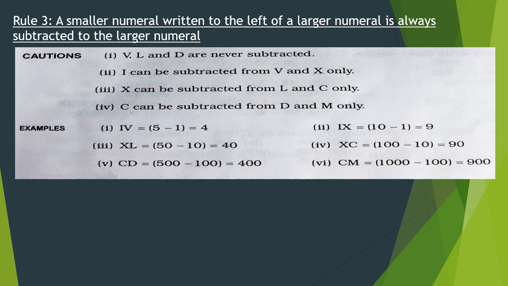Like in the examples, we can see I is written before V, so we will subtract 5 minus 1, which is 4. Now in the next example, XL, that is X is written before L, so we will subtract 50 minus 10, which is equals to 40. That is XL means 40. Similarly, we have CD. D means 500. C means 100. We will subtract 500 minus 100, which is equals to 400.